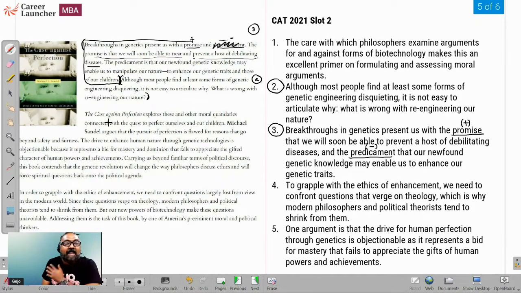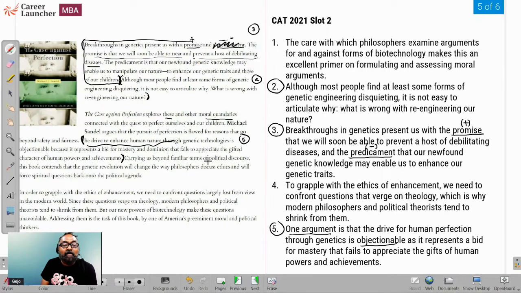Okay, all right. The case against perfection explored these and other moral quandaries connected with the quest to perfect ourselves. Okay, all the same. The case against perfection explores these and other moral quandaries connected with this. You are exploring moral things. This one is talking about formulating moral arguments, so that's very different. Pursuit of perfection is flawed for reasons that go beyond safety and fairness. The drive to enhance human nature through genetic technology is objectionable. Oh, there you go. Okay, one argument that is objectionable. So it is picked from here, and some minor edit has been made to that particular sentence for gifted human achievements. Okay, there you have sentence number five.